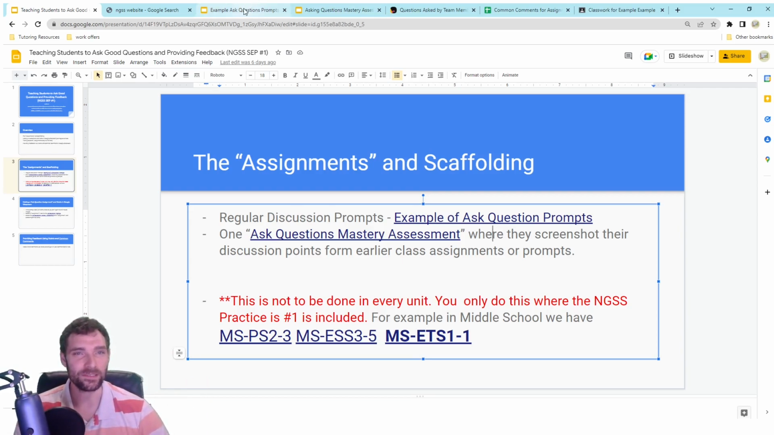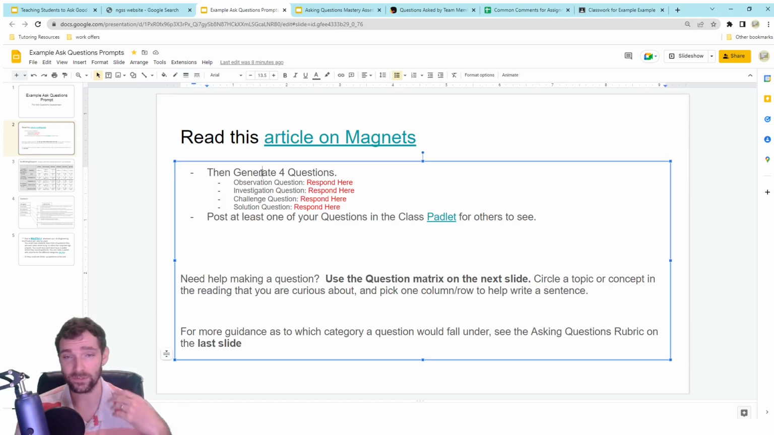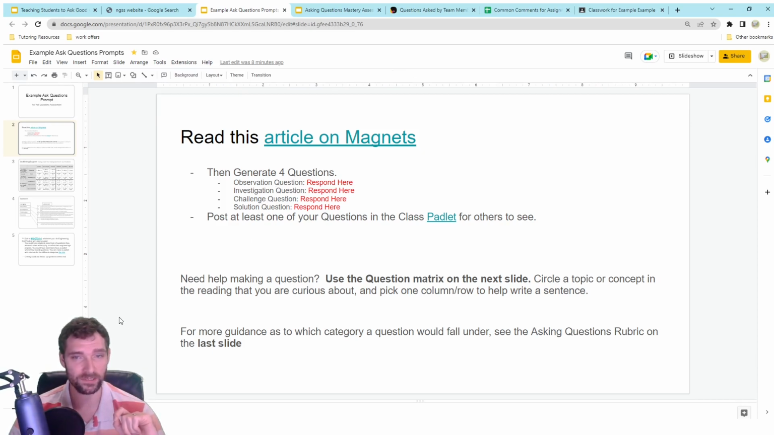So basically, what this looks like is that you've got some prompt. Maybe it's like read this article, then generate a couple questions. And I use 4 different categories. I'll explain those more very soon. But there's observation, investigation, challenge, and solution questions. Those 4 categories are the categories of questions that they're going to be expected to be able to ask. They only have to pick one to share because not all of their questions are going to be great for sharing, or they may not want to share some of them. So it's good to let them have some of that choice as to which ones they want to share, right?